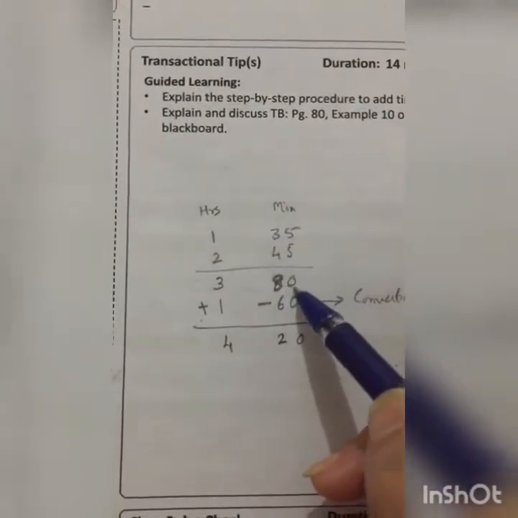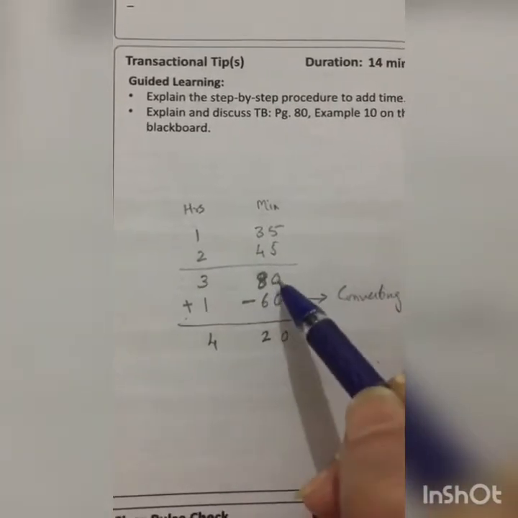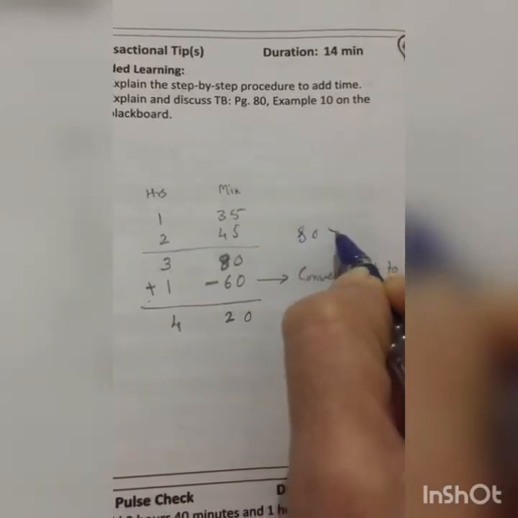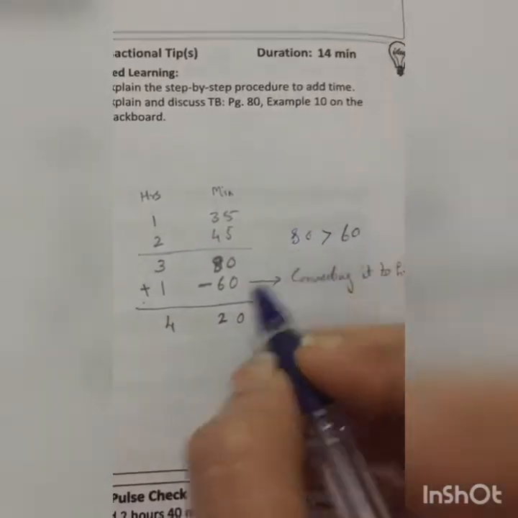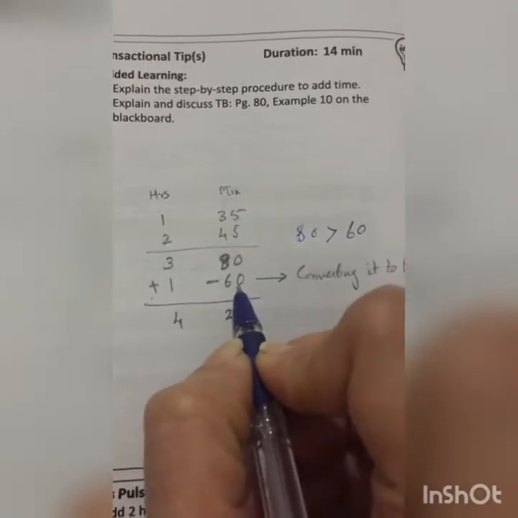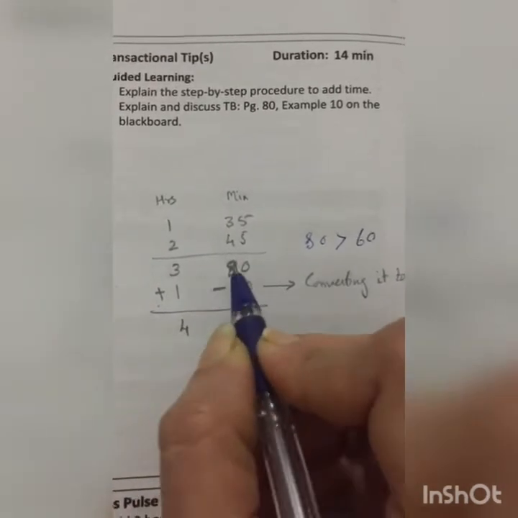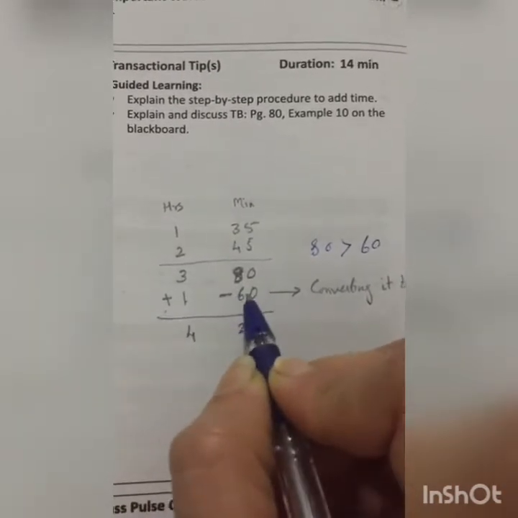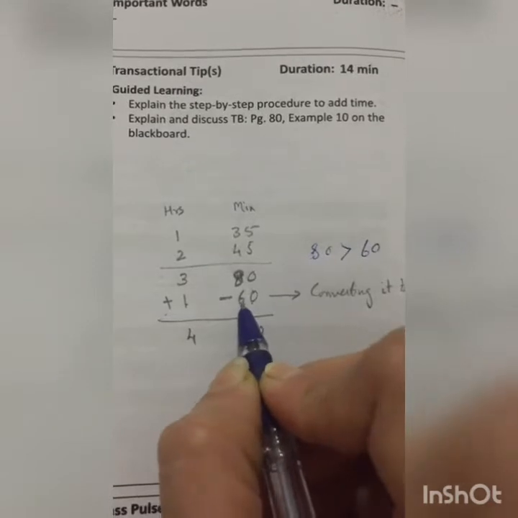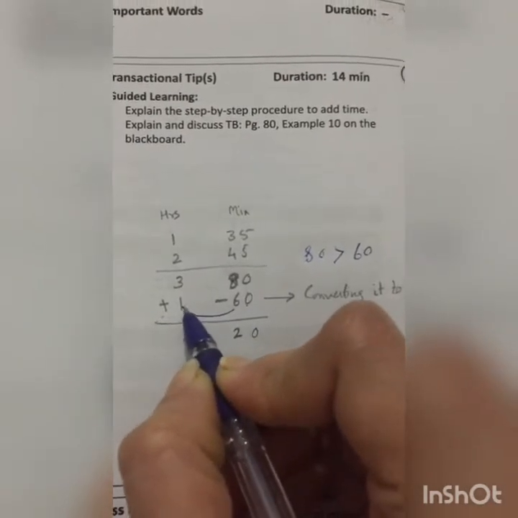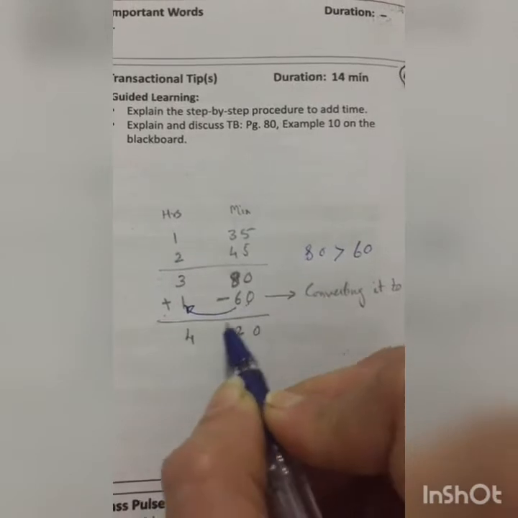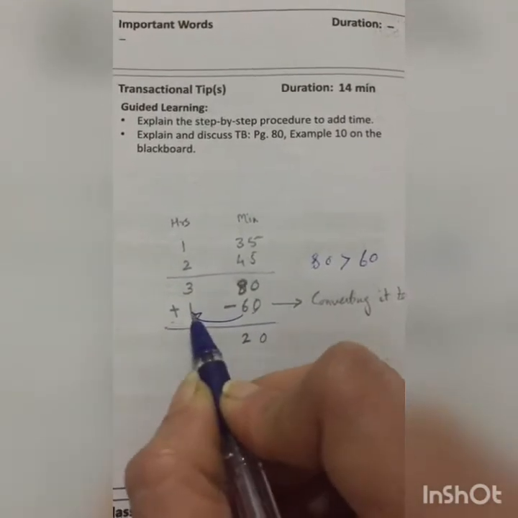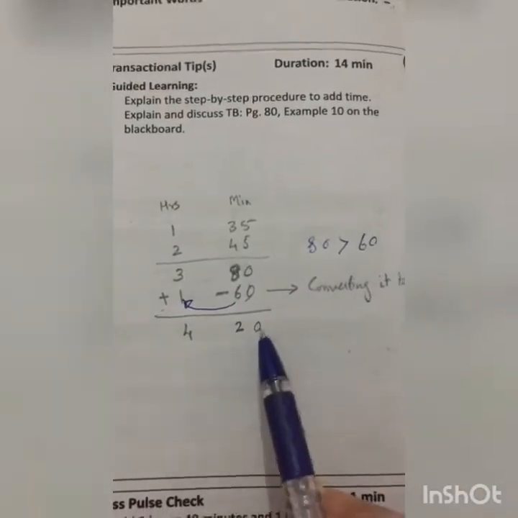So this total is 80 minutes. If it is greater than 60, and 80 is greater than 60, we will convert 60 minutes into 1 hour. So minus 60 from here and plus 1 here. Minus 60 because we are taking these 60 minutes from this side and giving it to the hours side. So we are doing minus 60, so it becomes plus 1. Minus 60 is minutes converting into hours. So we get 4 hours 20 minutes.